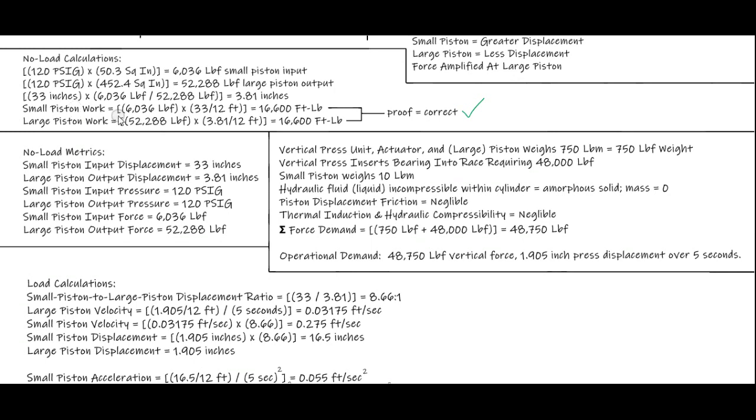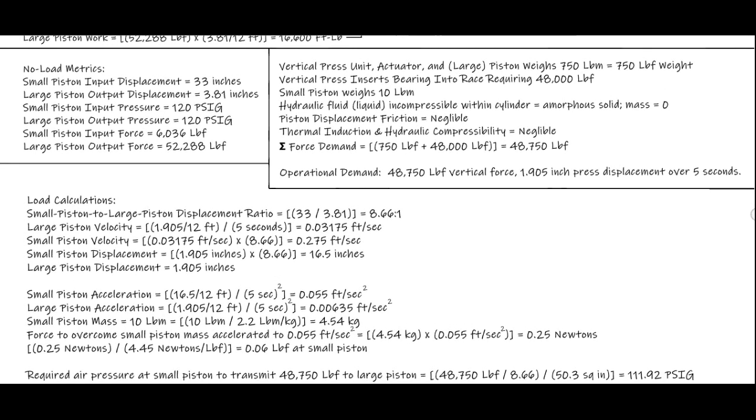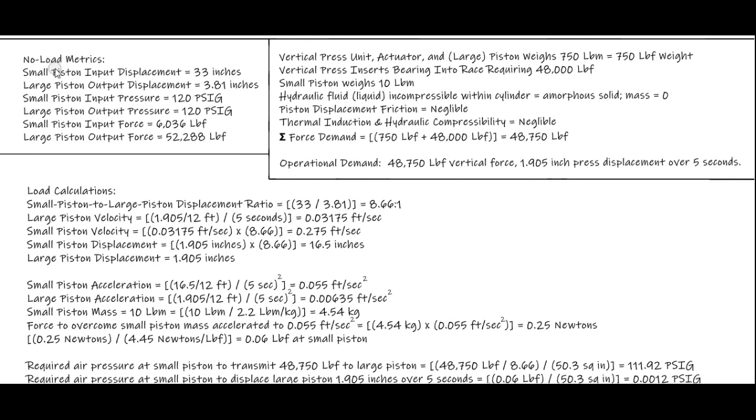So we will compute the overall work completed by the small piston and the large piston, work being force times distance. We take the force times the distance traveled in feet: 16,600 foot-pounds at the small piston, and then the force output at the large piston times its displacement, also 16,600 foot-pounds. Proof correct. Okay, so now we have the right information to proceed with the no load metrics.